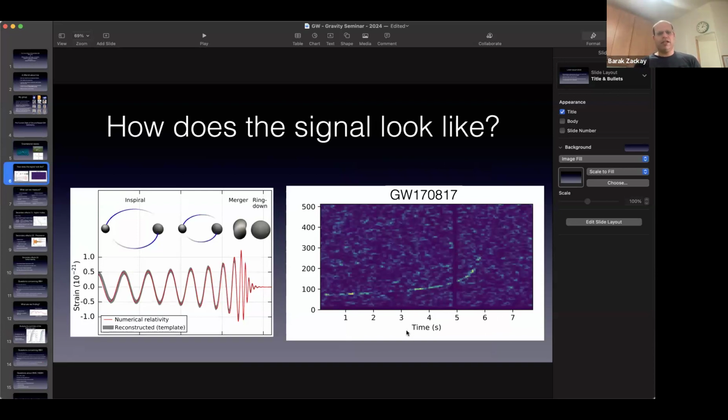How does the signal look? On the left is the first gravitational wave ever detected, GW150914. On the right is the neutron star merger GW170817. I think the one on the left gave the LIGO collaboration the Nobel Prize, and the one on the right gave the LIGO collaboration the Breakthrough Prize, or maybe the other way, or maybe both.